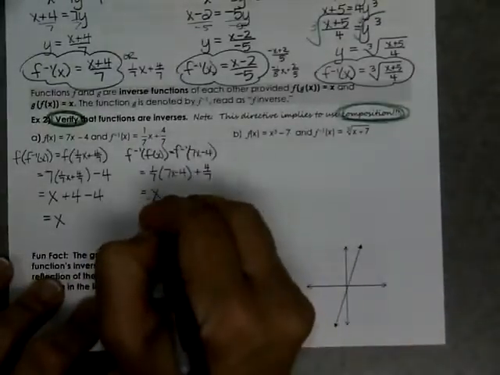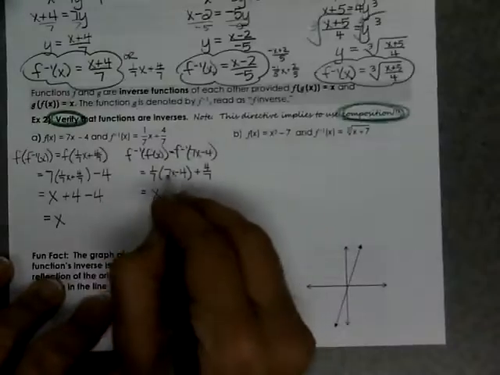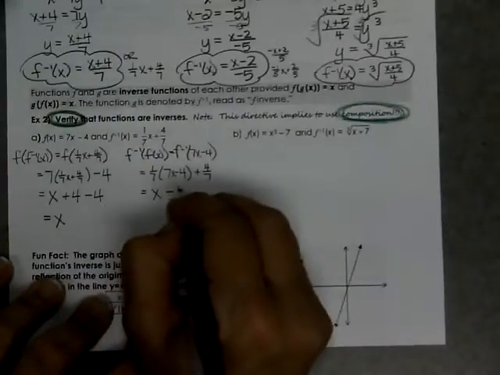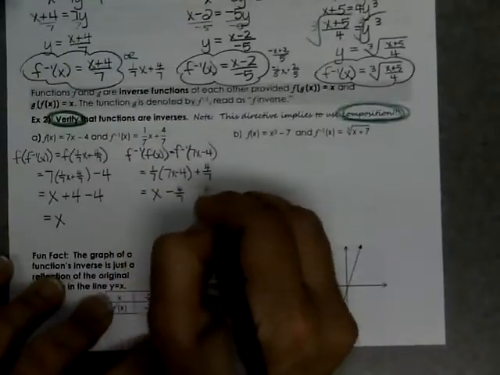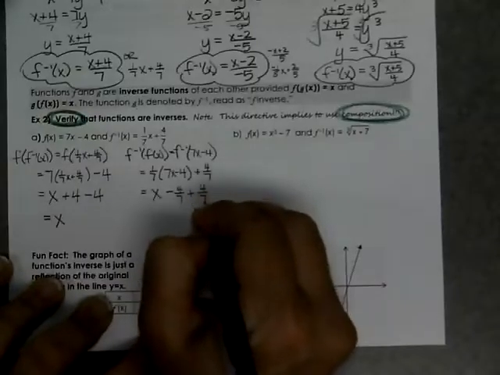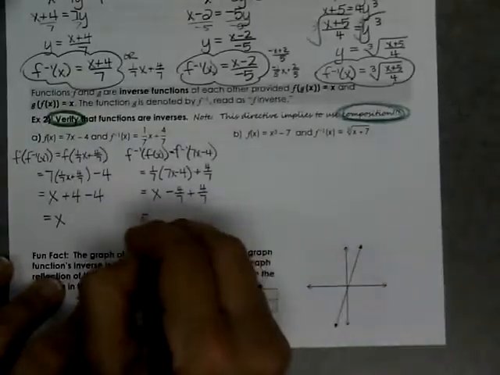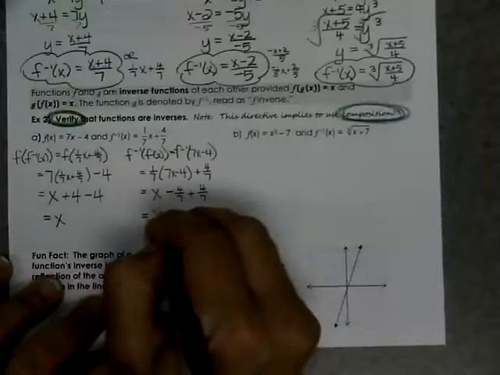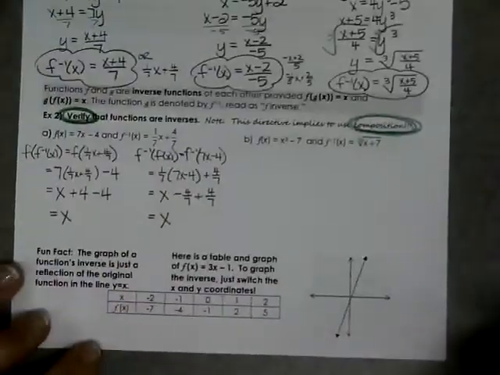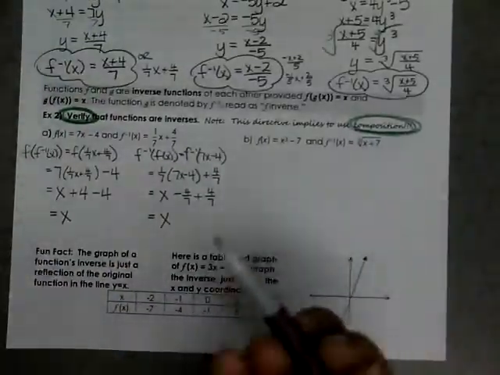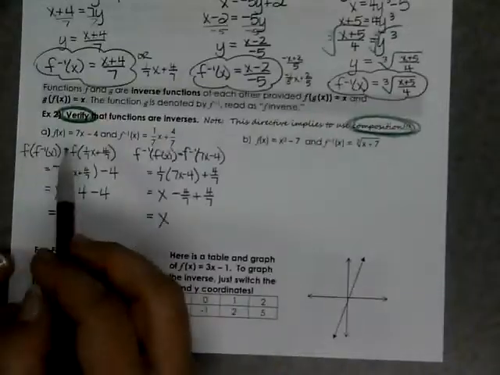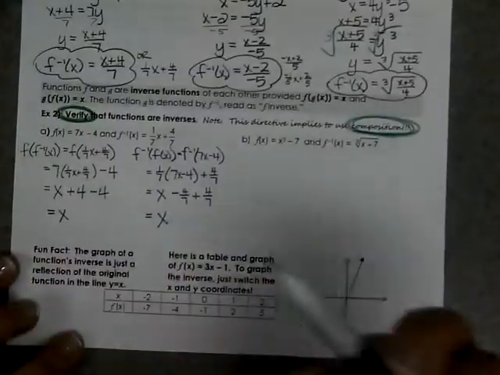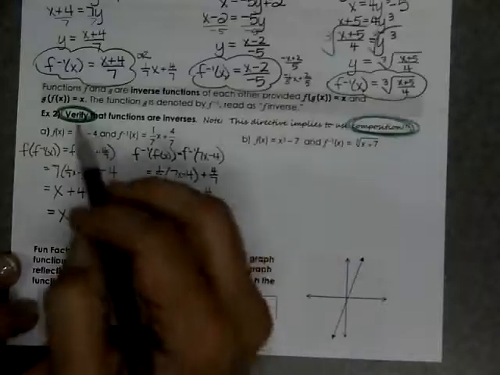1/7 times 7x is x. 1/7 times negative 4 is negative 4/7. And then I have this plus 4/7. Notice that these cancel, and I end up with x. And so we've verified that they are inverses by showing that f of f inverse of x and f inverse of f of x give us x.